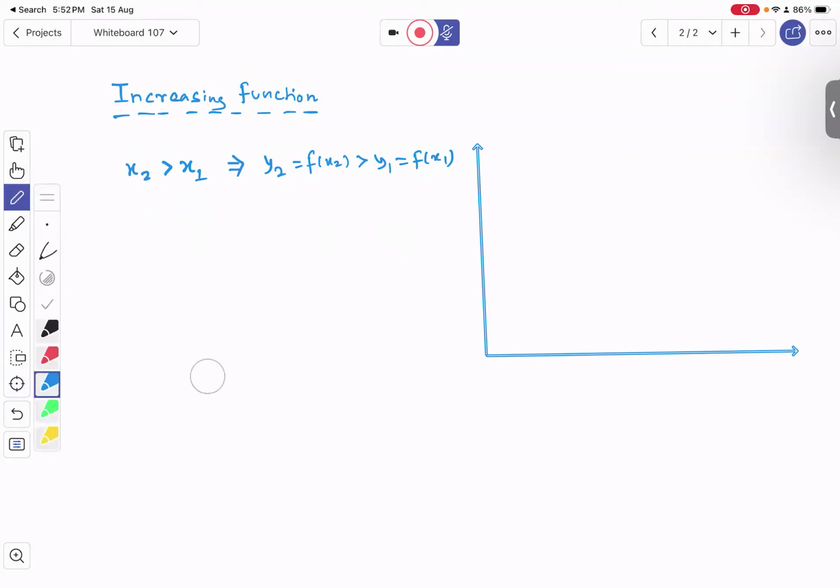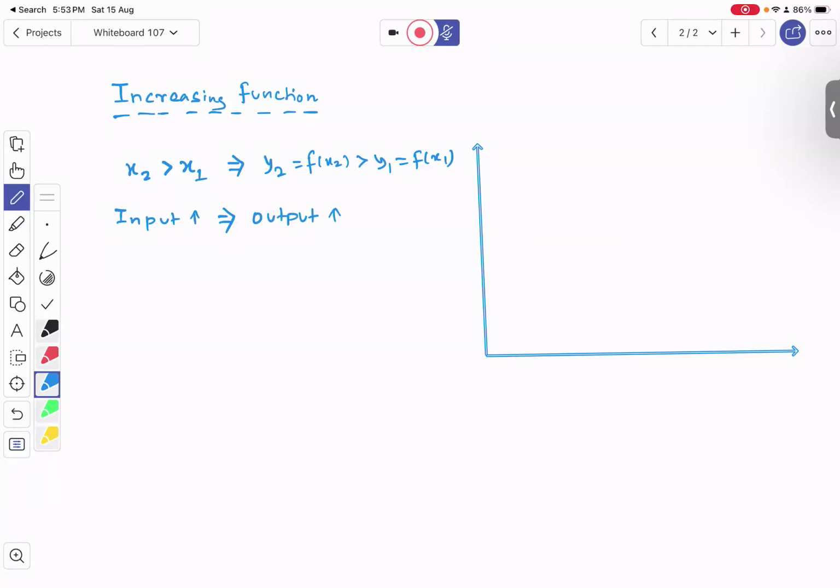So on increasing the input, if I find the output also increasing, then we call it an increasing function.